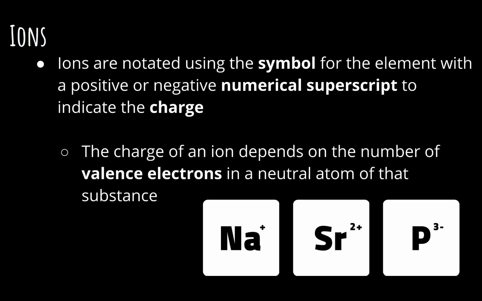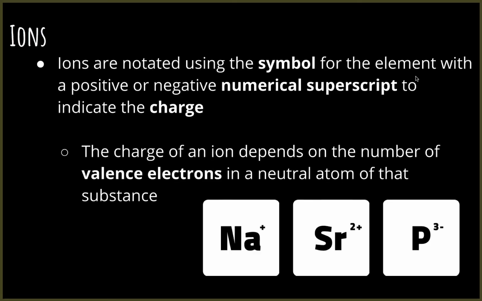We notate ions using the symbol for the element from the periodic table with a positive or negative numerical superscript to indicate the charge. So the charge of that ion depends on the number of valence electrons of that substance. We will talk more about how to figure out what something becomes. The charge of the ion is not the same as the number of valence electrons, but it depends on whether that atom gains or loses its valence electrons.